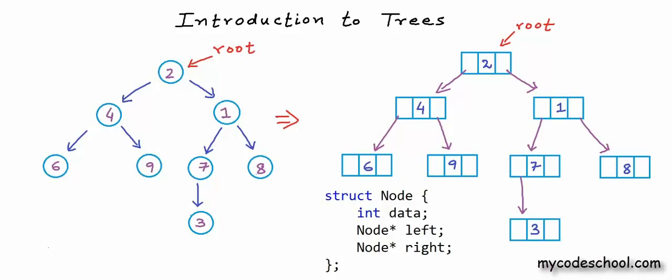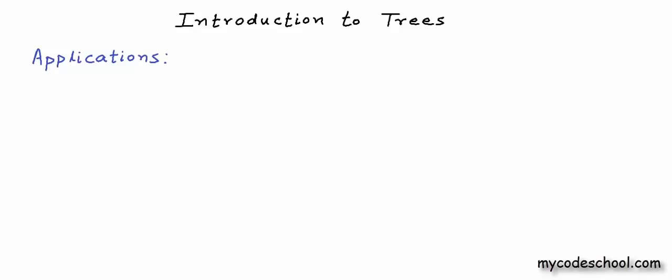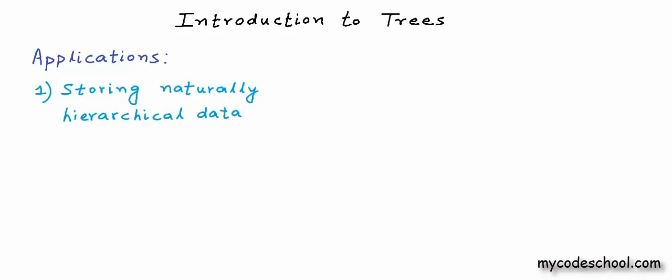But in the beginning we had said that storing naturally hierarchical data is not the only application of tree. So let's quickly have a look at some of the applications of tree in computer science. First application, of course, is storing naturally hierarchical data. For example, the file system on your disk drive, the file and folder hierarchy, is naturally hierarchical data. It's stored in the form of a tree.